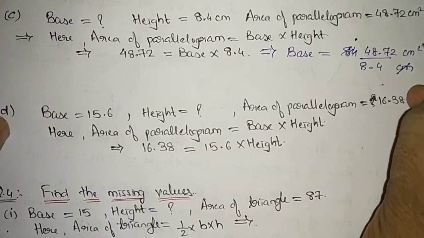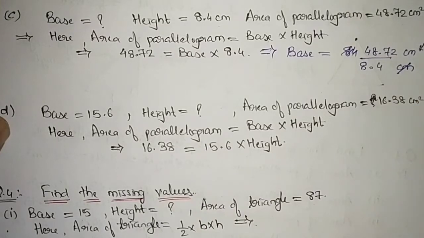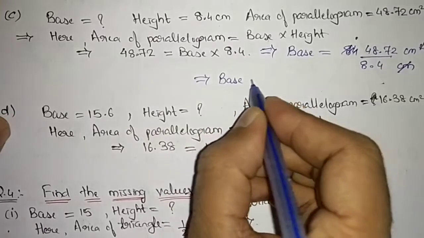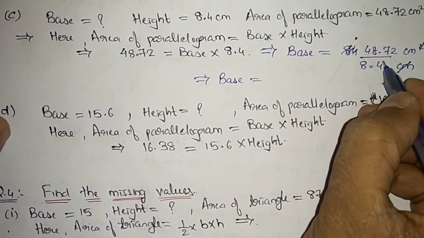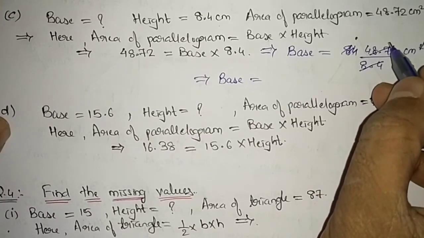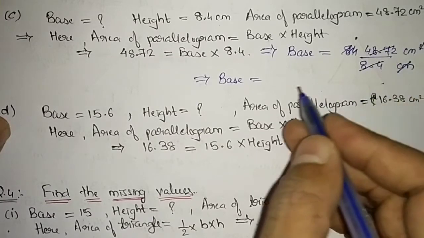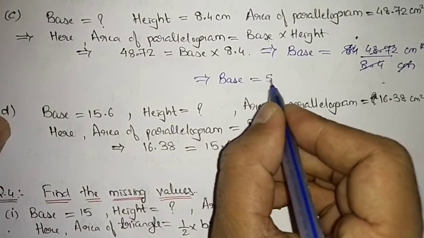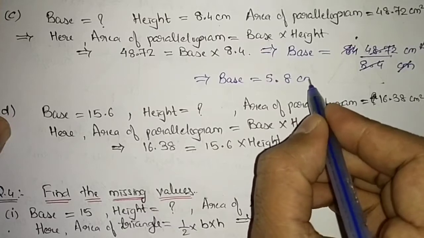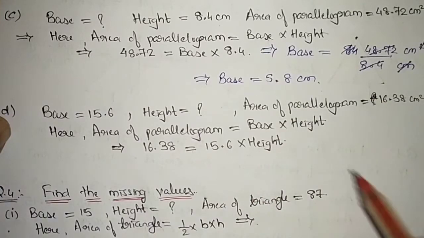1 centimeter from the above and below will cancel out, so we will be left with base is equal to, when I cancel out 8.4 and 48.72, I will be left with 5.8 and 1 centimeter. This will be our answer.